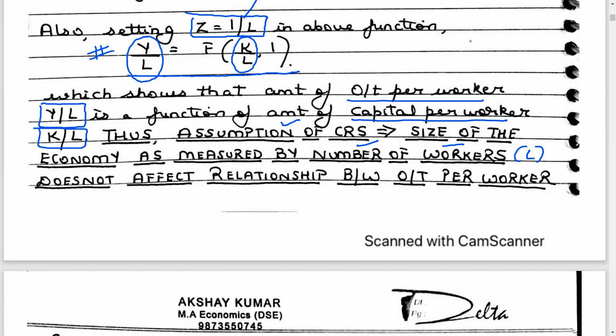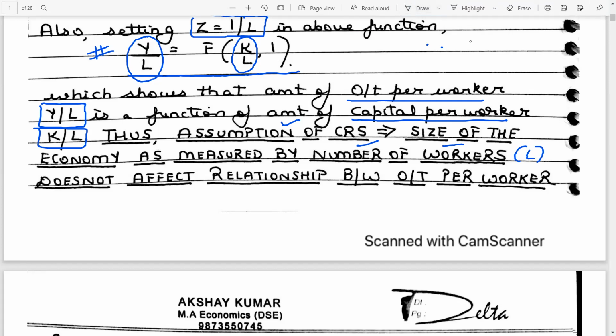Constant returns to scale allows us to write output per worker as a function of capital per worker. So the size of the economy doesn't matter. What simply matters is that output per worker will now be a function of capital per worker. Okay, so hoping students have understood this.